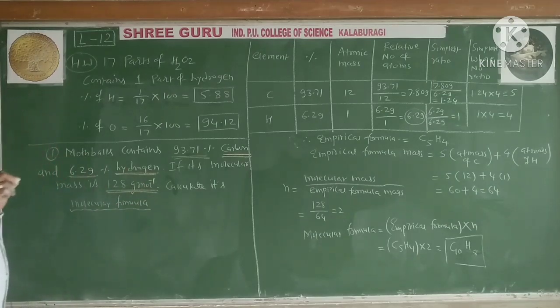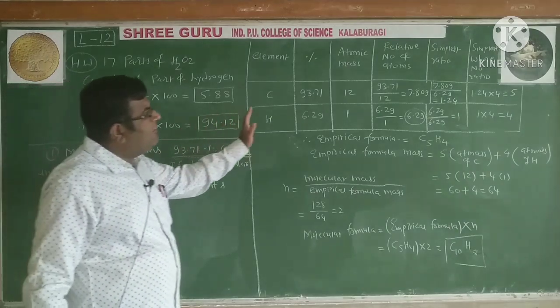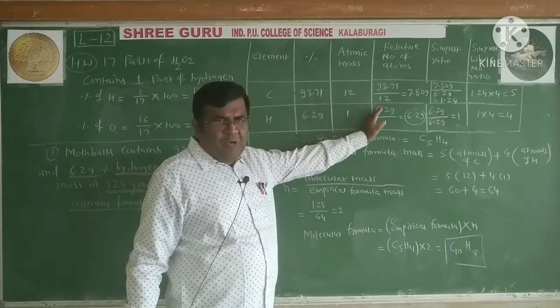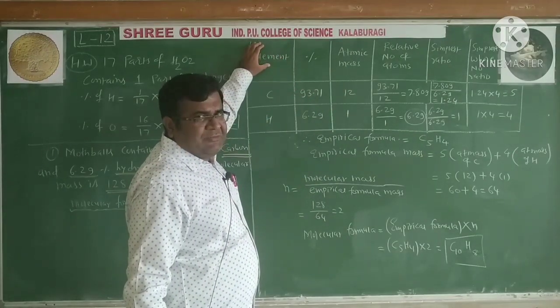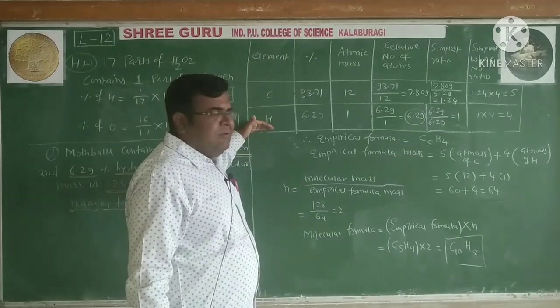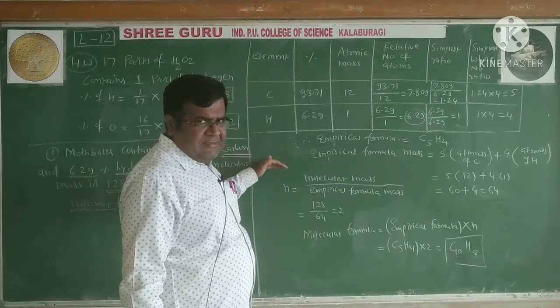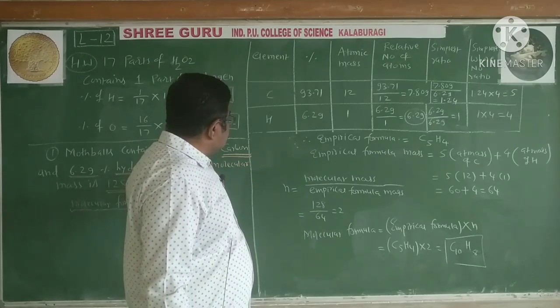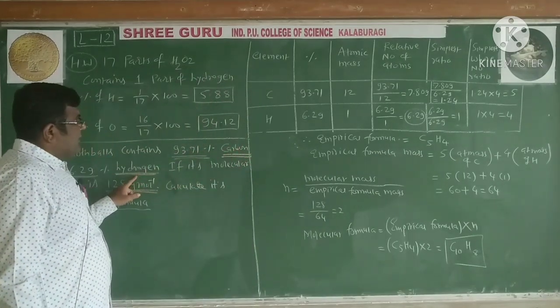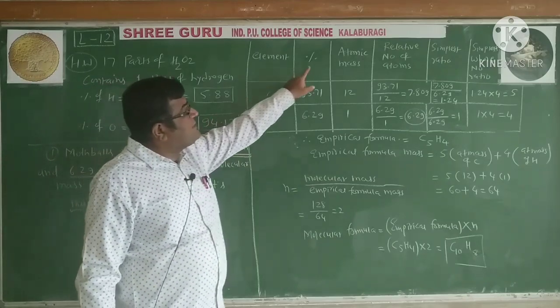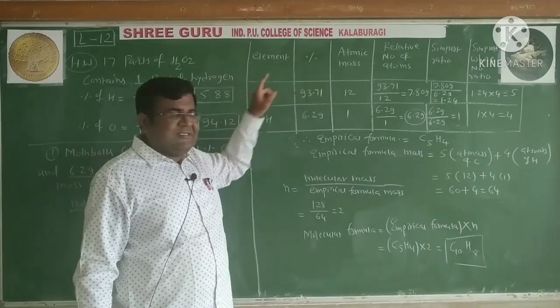To get the molecular formula, we should first calculate the empirical formula. So I have to make one table here, and all steps are to be followed. In column number 1, element, only 2 are there. If more than 2 are there, we will go on adding. But when we read the question, the elements are only carbon and hydrogen. Next is the percentage of these elements.